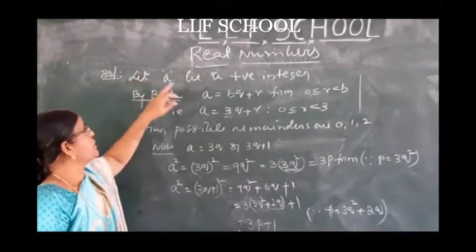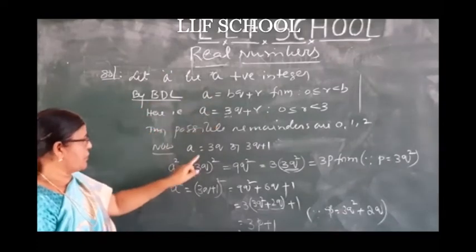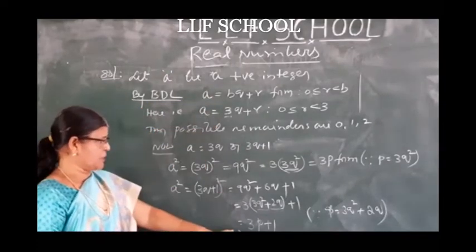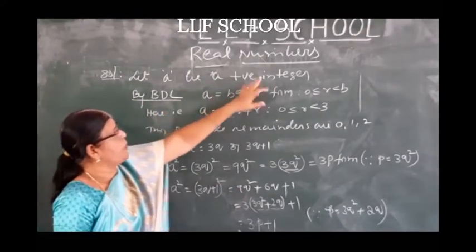Once again, dear students, listen. Show that the square of any positive integer is of the form 3p or 3p plus 1. Let a be a positive integer.